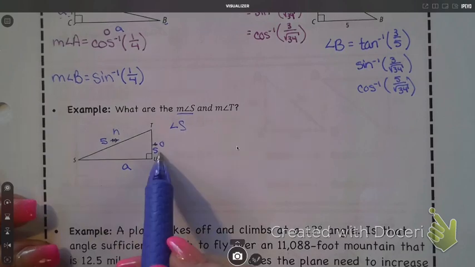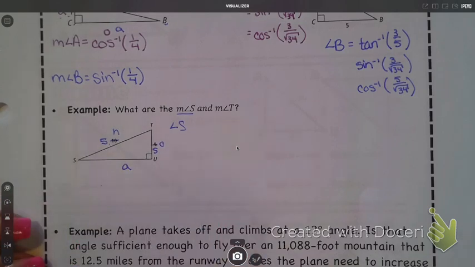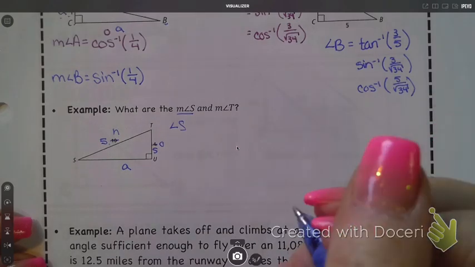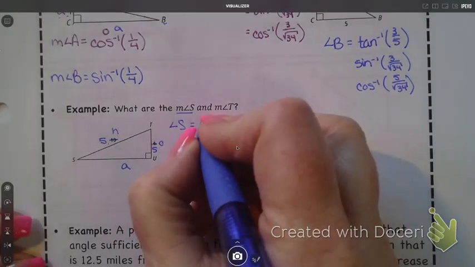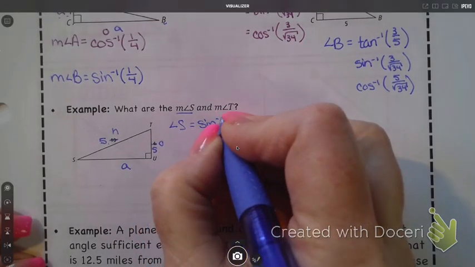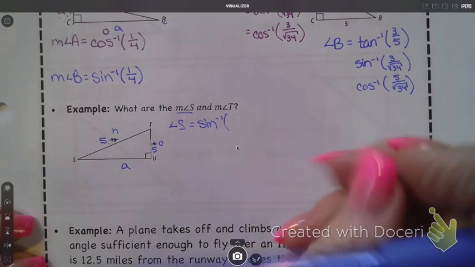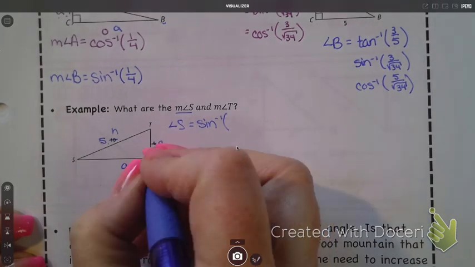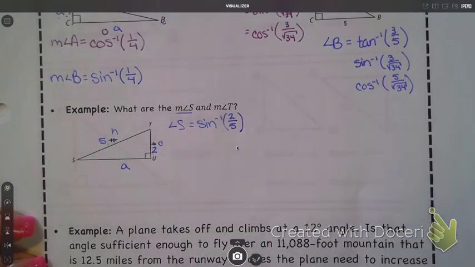Okay. So, Amber, I got S, right? And I have the opposite and the hypotenuse. So what function is opposite and hypotenuse? Sine. And since I want an angle, I have to use the inverse. So inverse sine. And what's the opposite? 2. Yeah, I think I wrote 5 twice. So 2 over 5. That's it.